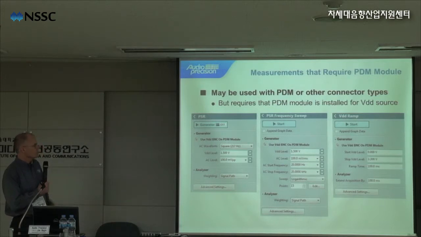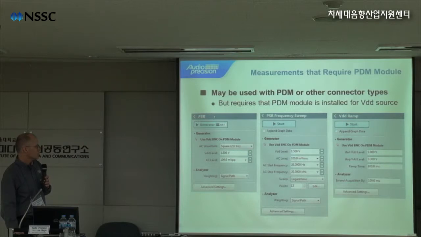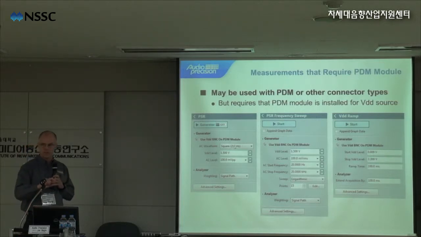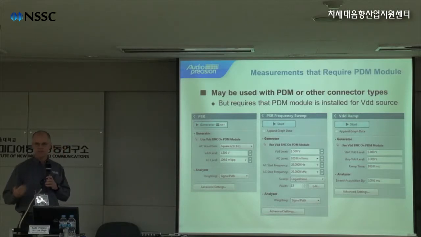There are some special measurements that are available. They're meant for PDM, but they can also be used for other devices. But in order to use them, you have to have a PDM module inside the analyzer. So there is a power supply rejection measurement. What this does is it applies an AC waveform to the VDD connector, so you can measure the ability of your device to reject AC signals on the DC power supply.